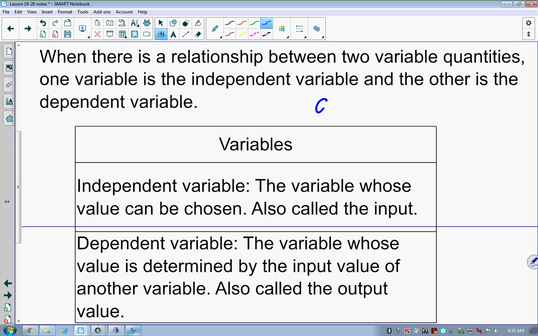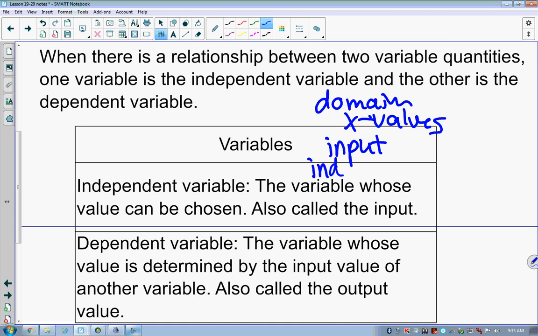For instance, domain, x values, and inputs, and let's see, independent variable. Okay, these all mean the same thing. They're all talking about x values, okay, because that's what I'm inputting, right? That's usually my equation, has an x and I'm solving for y.